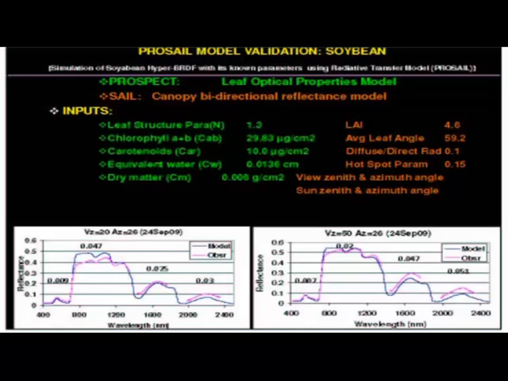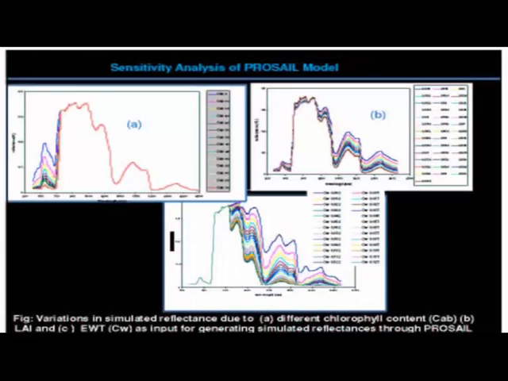Before that, as I told you, the sensitivity analysis can be done. For example, the chlorophyll content is given in figure A. As you keep changing the chlorophyll content in the model, you see how the spectra change. Only in the visible range is the spectra changing. Same also in case of water. If you keep changing the leaf water content, then the spectra change from 1000 to 2500, not in the visible range.